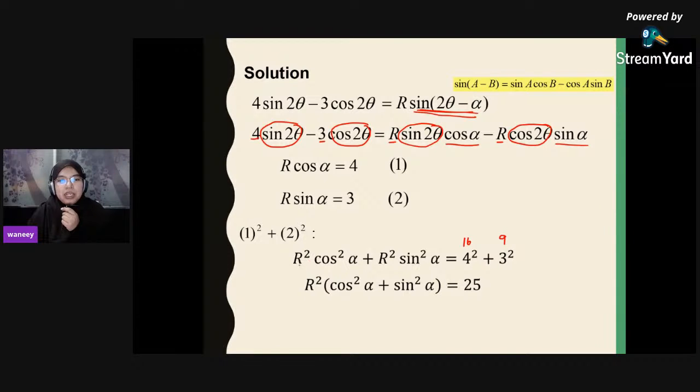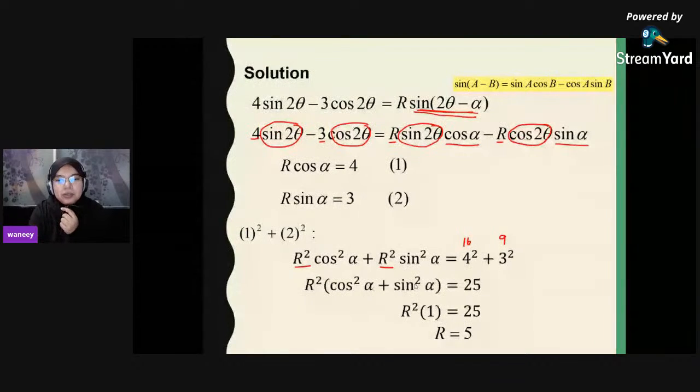And then for the left hand side, we simply factorize the R square. So cos square plus sine square, again, it should be equal to 1. So R square is equal to 25. So R is simply equal to 5. Right, so good job over there. R is simply equal to 5. So now let us calculate what is the value of the alpha.